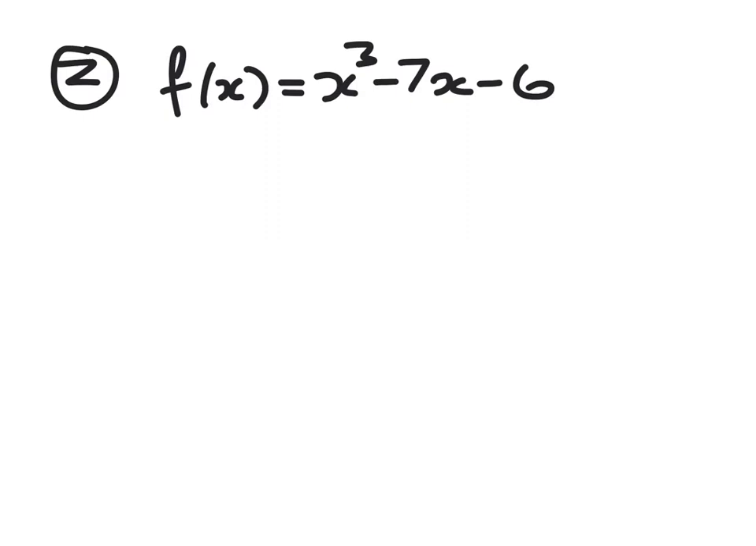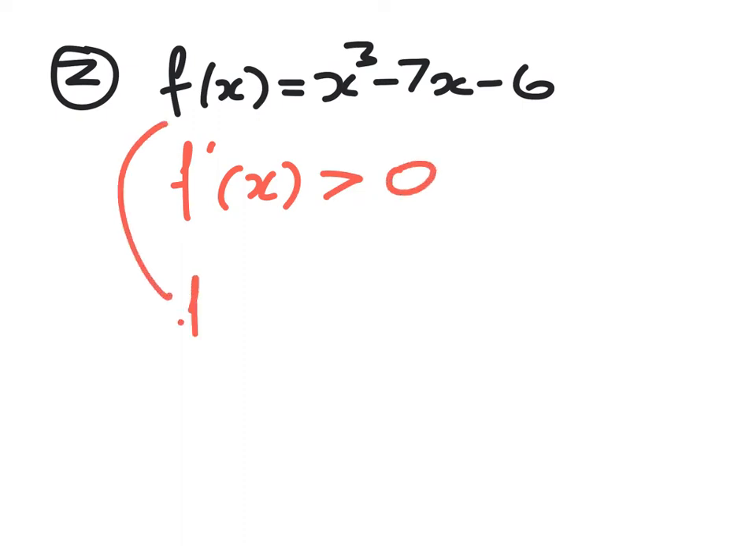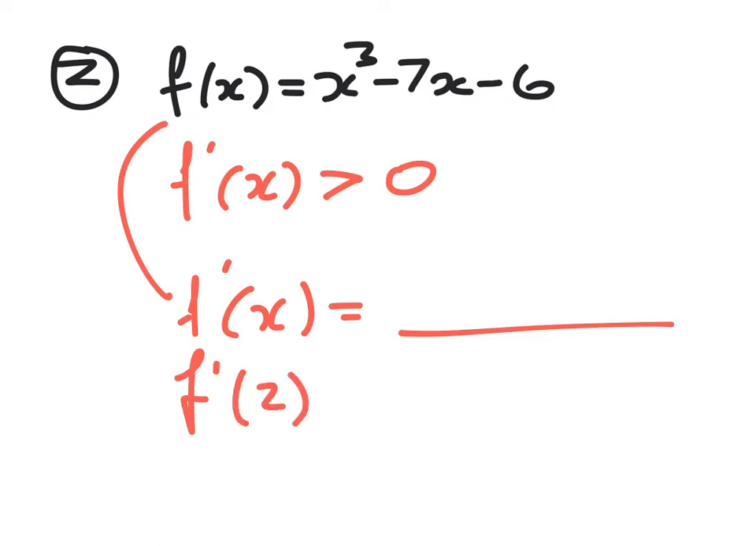Question 2, much simpler. Determine if the function is increasing. So if it's increasing, remember, then f dashed of x is bigger than 0. It's a positive number. So differentiate the formula. So work out f dashed of x, you know how to do that, and then substitute in the point 2. So work out f dashed of 2. Whatever that answer comes to, hopefully it's positive.